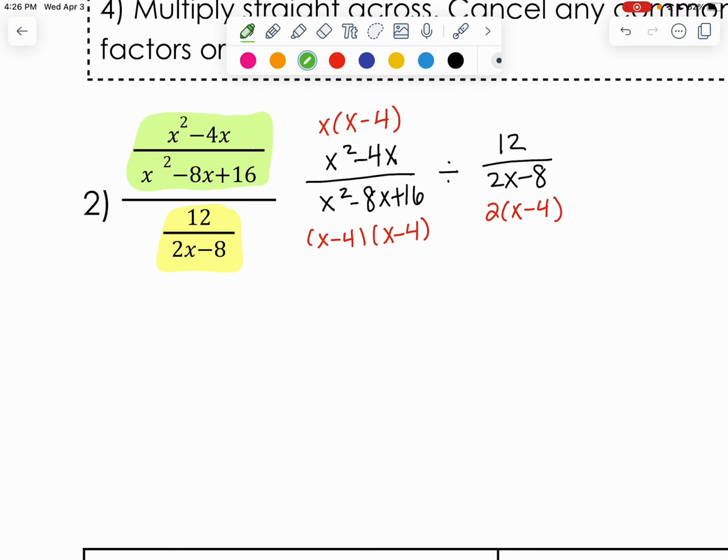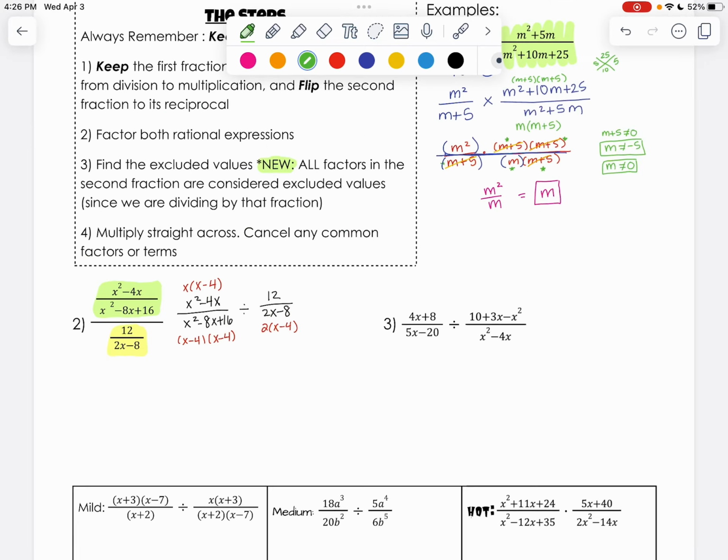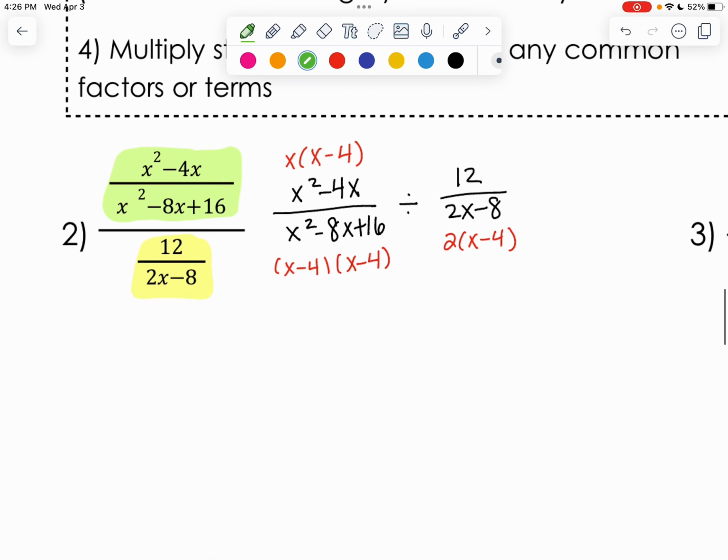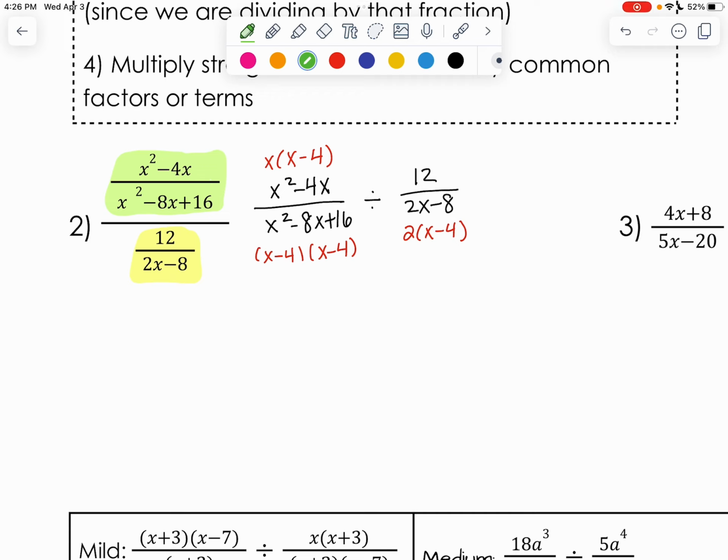All right, now before we're ready to multiply, we need to do keep, change, flip. I think I did this a little bit out of order of what the steps say, but at this point, it's okay to do it one way versus the other, as long as you are finding the excluded values before you cancel. So I'm going to go ahead and do keep, change, flip now with my factored form. We're going to keep the first fraction, which is x times x minus 4, over x minus 4 times x minus 4. We're going to change division to multiplication, and we're going to flip the second fraction to be 2 times x minus 4 over 12.